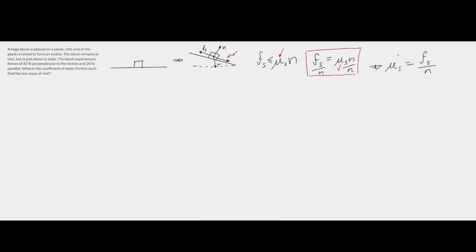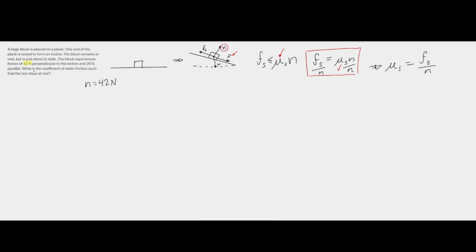And what does that look like? Do we have that information? Well, we're told that the perpendicular component is 42 newtons. Well, what is the perpendicular component up here? The perpendicular component is the normal force. We don't even care about the weight force in this problem because we're told the perpendicular component is 42 newtons. Well, that's the normal force. So the normal force, from what we're told, is 42 newtons.